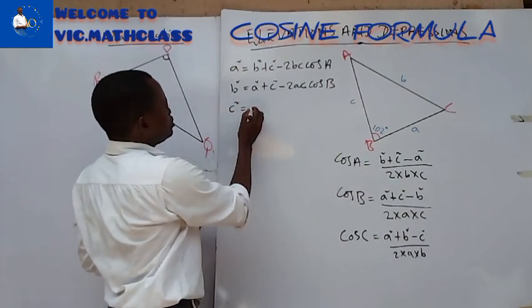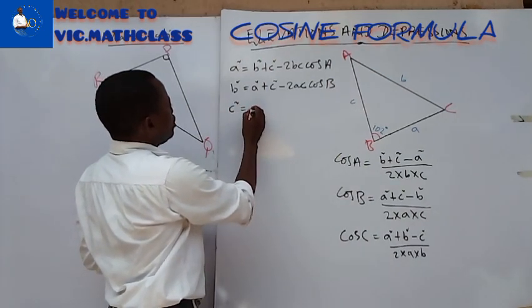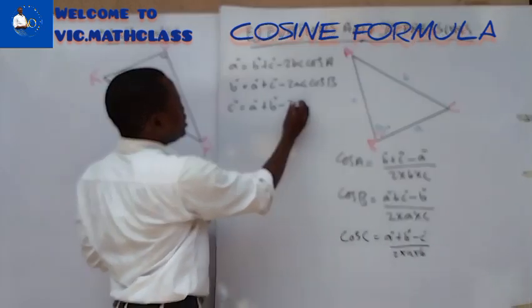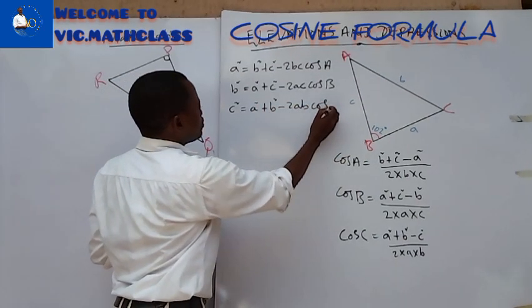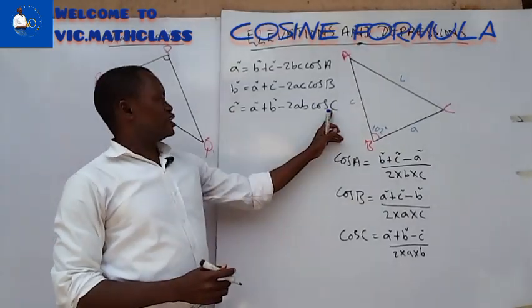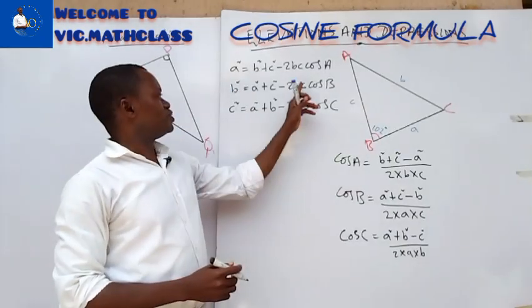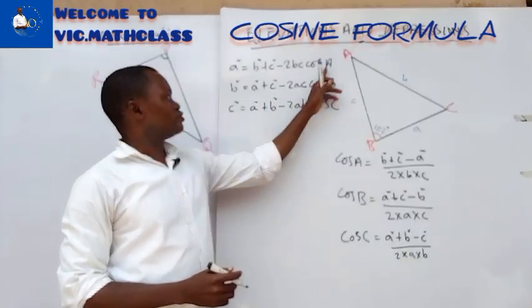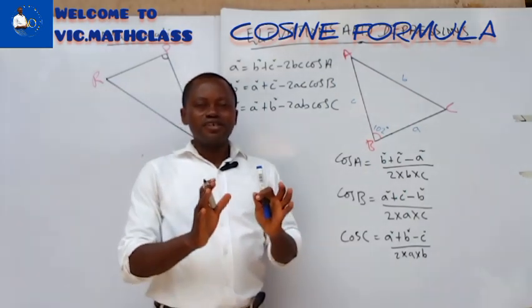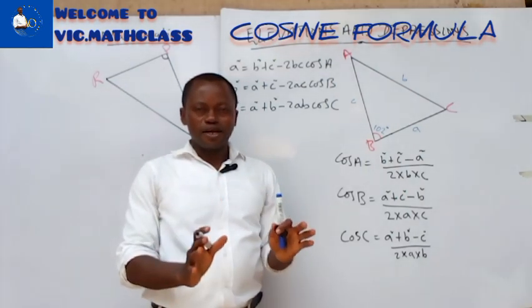Then what about c squared? This will be a squared plus b squared minus 2ab cos capital C. See, you started with this, you ended with the angle. You started with this, you ended with the angle. You started with this, you ended with the angle. This is a super simple way to memorize the cosine formula.